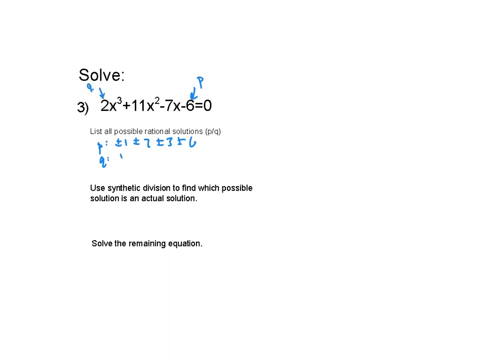Okay? My q's are going to be factors of 2. What are the factors of 2? 1 and 2. So all of the possibilities of p's over q's are all of the p's divided by all of the q's. If I take 1, 2, 3, and 6 and divide by 1, I get 1, 2, 3, and 6. If I divide by 2, I get a half, 2 halves, which is just 1, 3 halves, and 6 halves, which is just 3, but I've already got those listed.